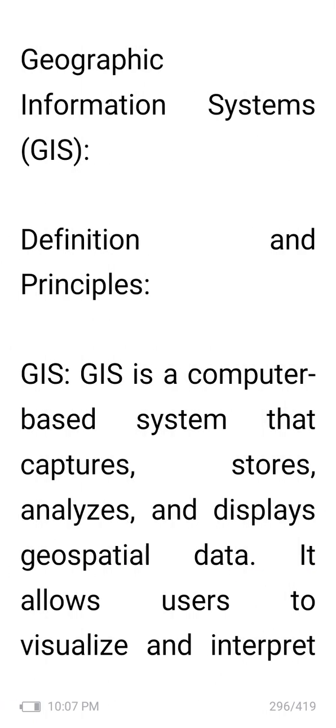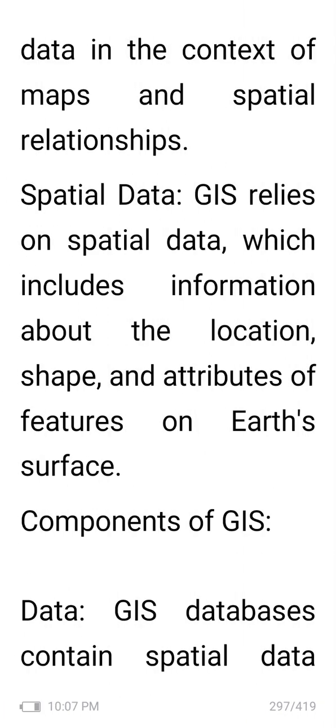So, geographic information systems or GIS, definition and principles. GIS is a computer based system that captures, stores, analyzes, and displays geospatial data. It allows users to visualize and interpret data in the context of maps and spatial relationships. So, spatial data, GIS relies on spatial data, which includes information about the location, shape, and attributes of features on Earth's surface.